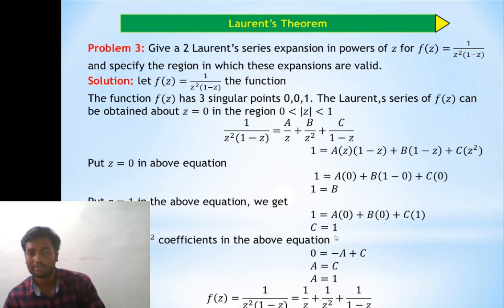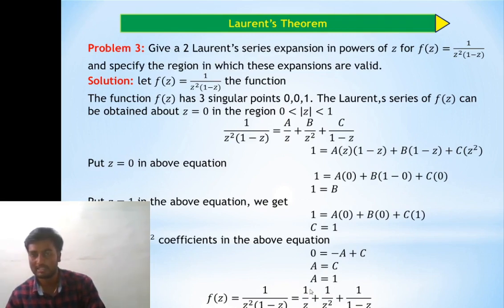Now compare the z square coefficient. The left side is 0. On the right there is minus a, and c, so minus a plus c equals 0. That means a equals c, and since c is 1, a is 1. This is your series. Now it is 1 by z and 1 by z square, so these are the principal part. Directly it is in the principal part.